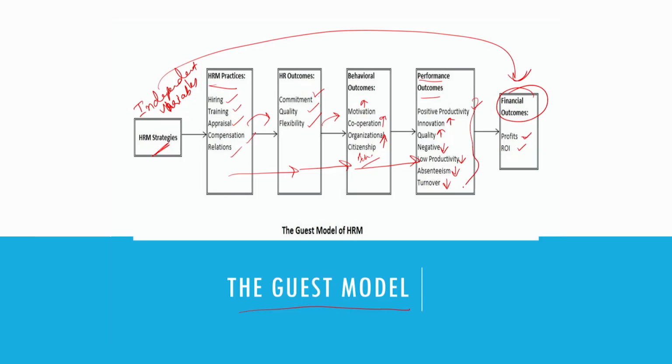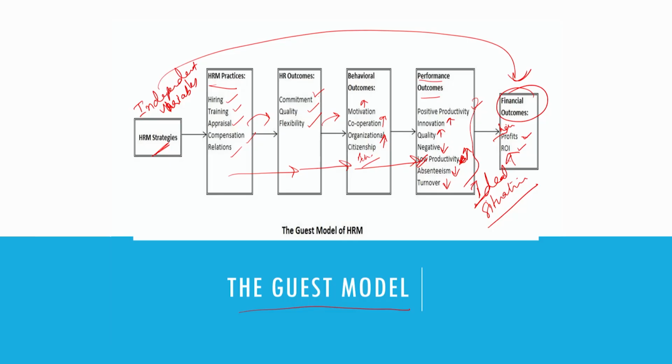When we have this ideal situation, this is an ideal situation for any organization. Every organization wants this, that we should have low absenteeism, low turnover, higher productivity and no negativity. High quality, high innovation and positive productivity. So when we have these, we have high profits and high return on investment. So Guest has suggested how, with the help of various HR practices, or what are the specific practices as per the study of Guest, the organization can reach the final profit motive with which the organization has started.